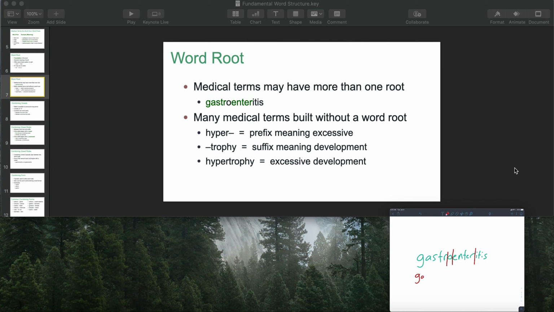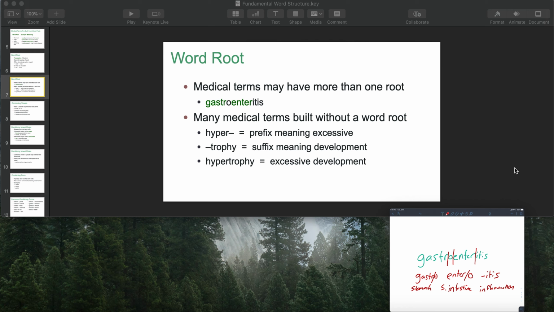So if we look at gastro, and then enter, and then we got itis. We've talked about itis before. Itis means inflammation. Enter means intestine, specifically your small intestine, and gastro means your stomach. So that means an inflammation of your stomach and your small intestine.